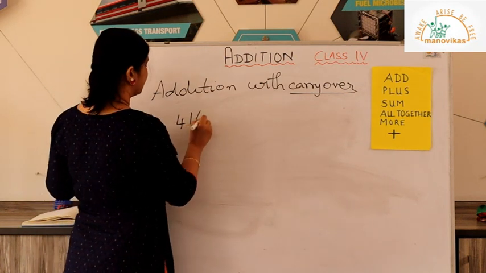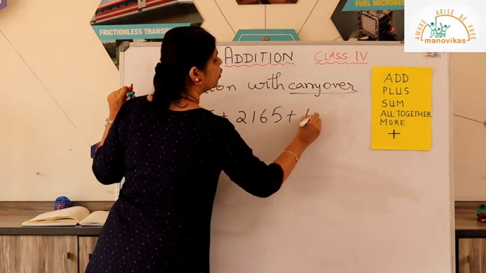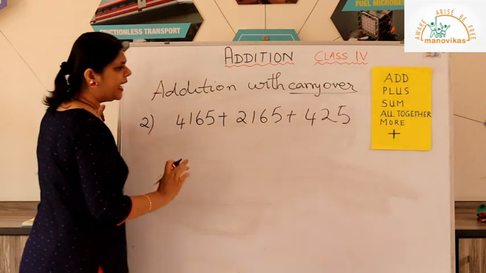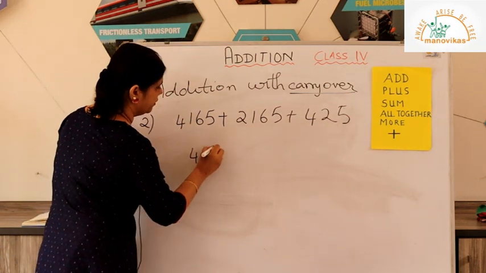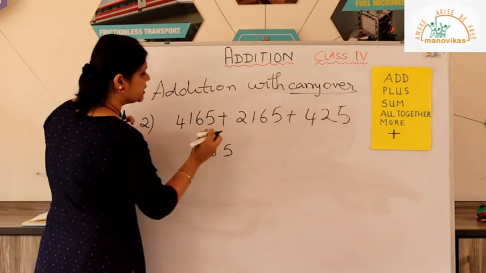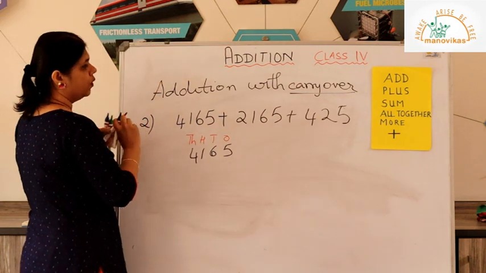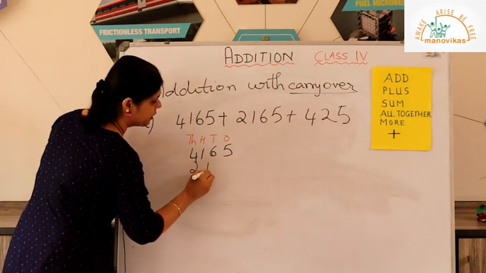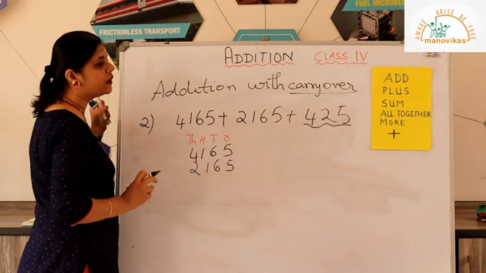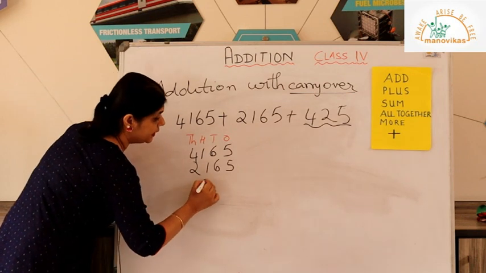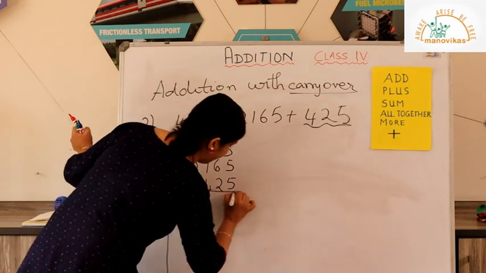Let us take 4165 plus 2165 plus 425. Now again children, write all the numbers one below the other. Let's write the first number. It's in the ones place, tens place, hundreds and thousand. Now write the next number below it. Now again, be careful when you are writing the third number because it has only 3 digits. So 4, 2, 5. Put a plus sign and add.